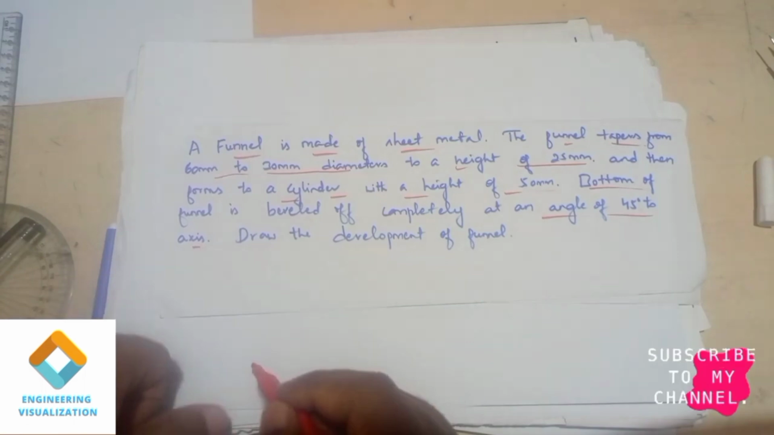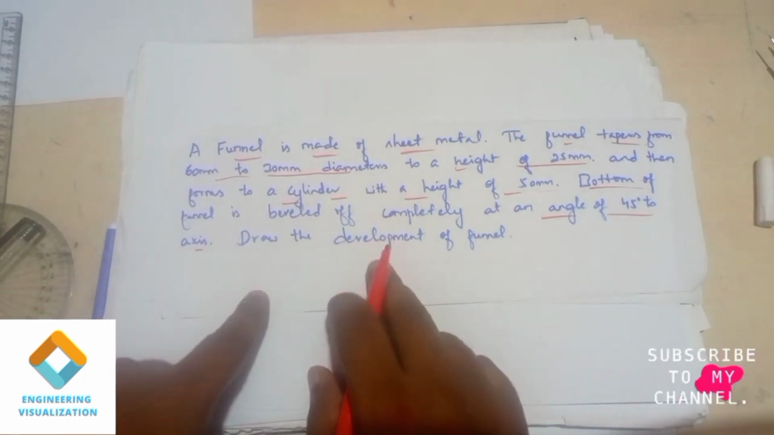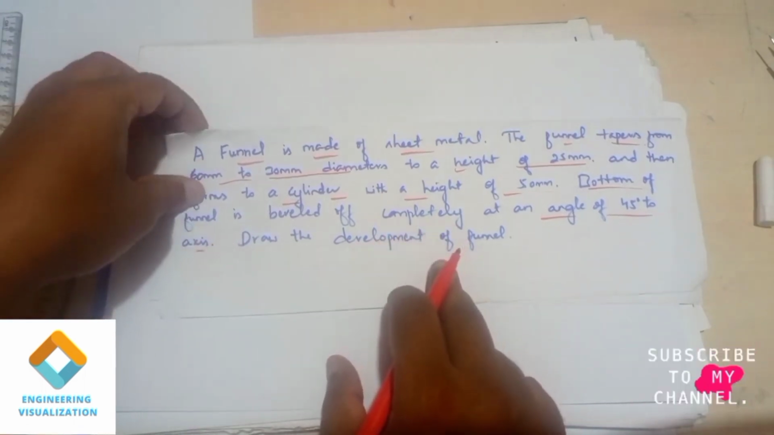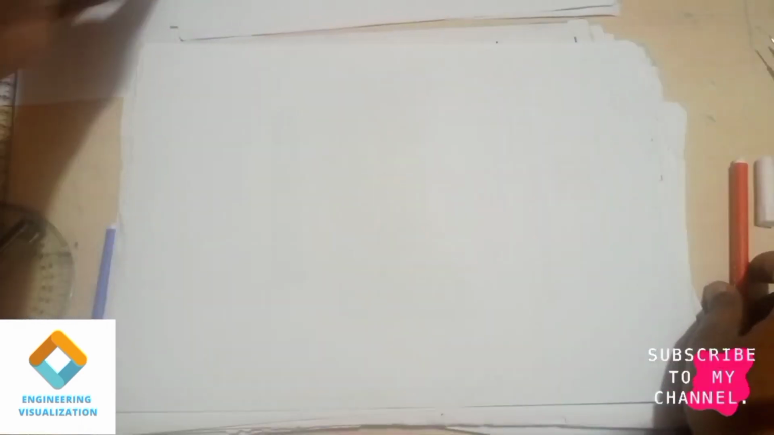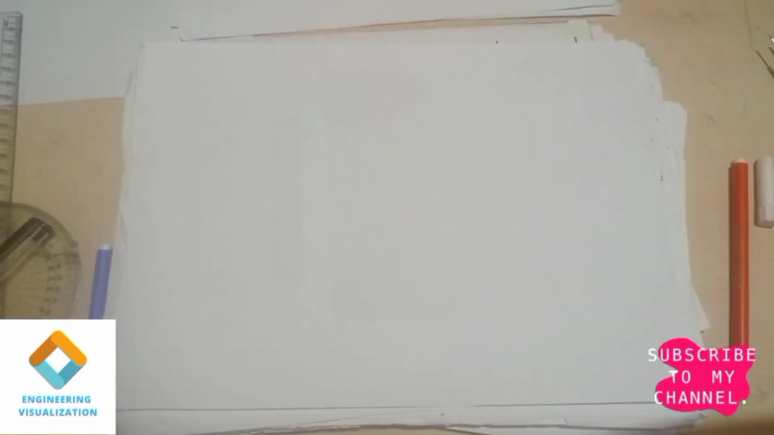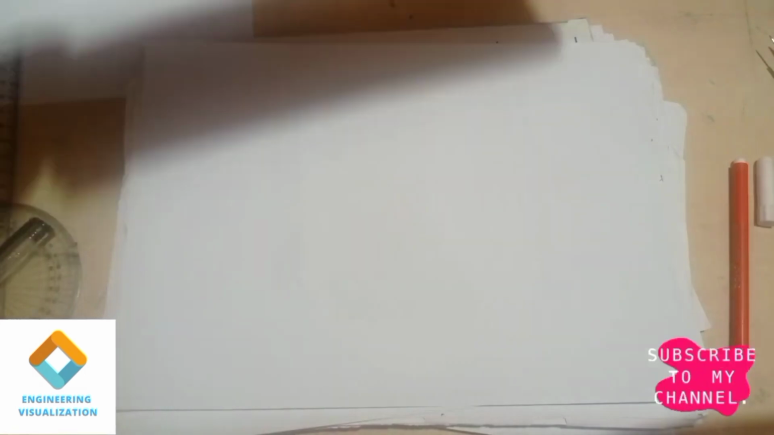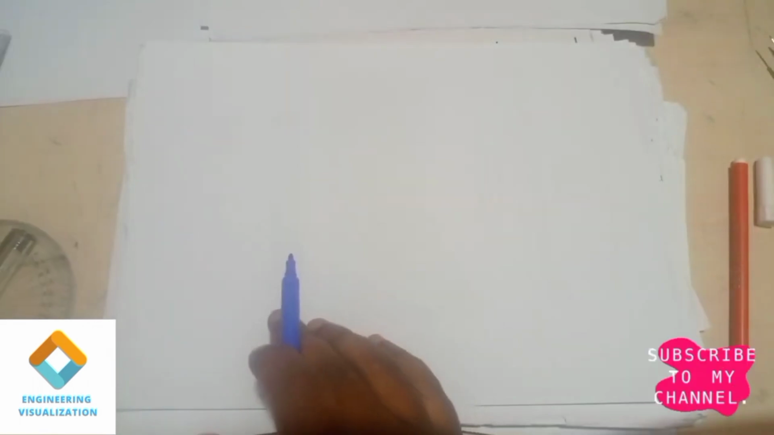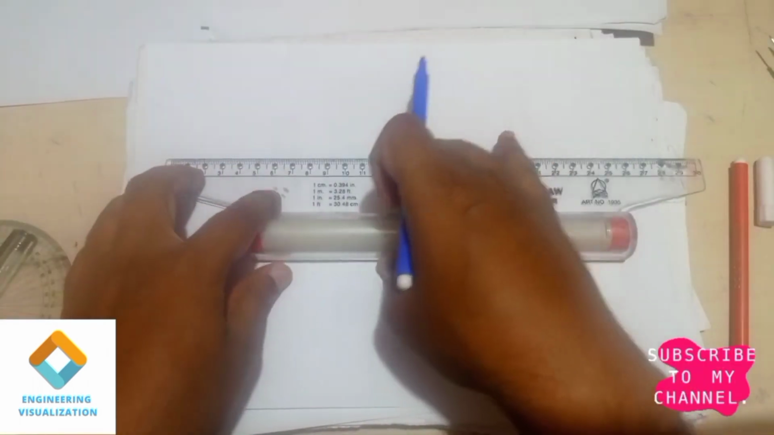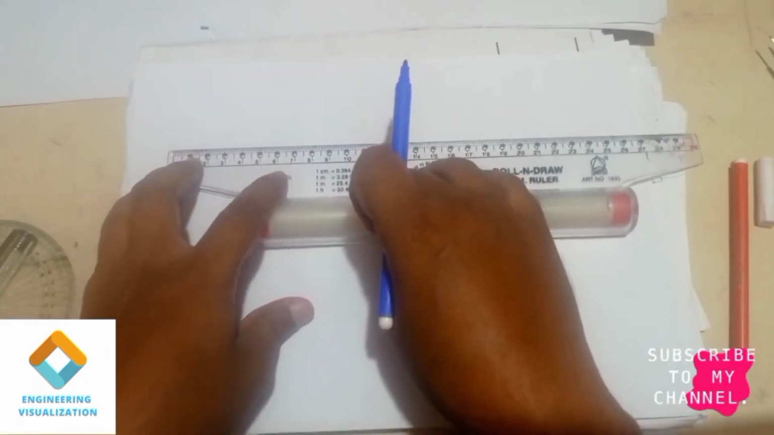Beveled off means we need to cut it at an angle of 45 degrees from one of its corners. So draw the development of the funnel. Step by step we are going to do it. First we construct the top part, the funnel with top diameter 60 and bottom 30. So the tapered section I'm going to do first.